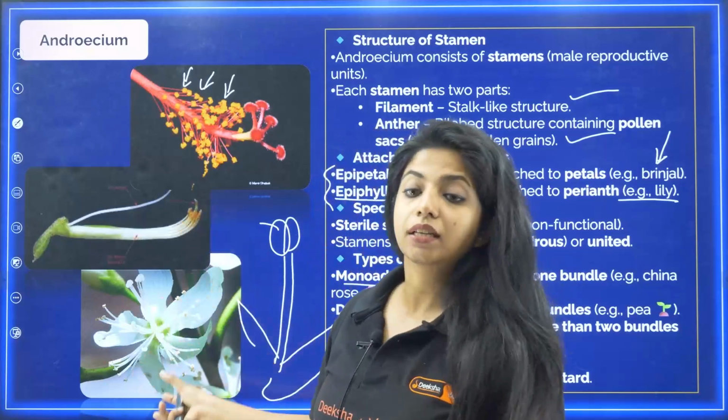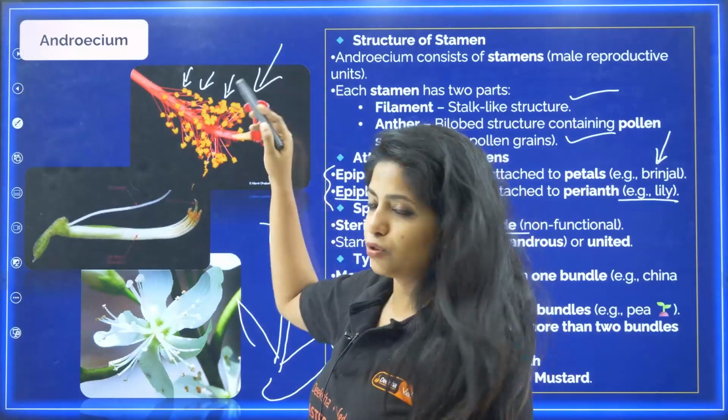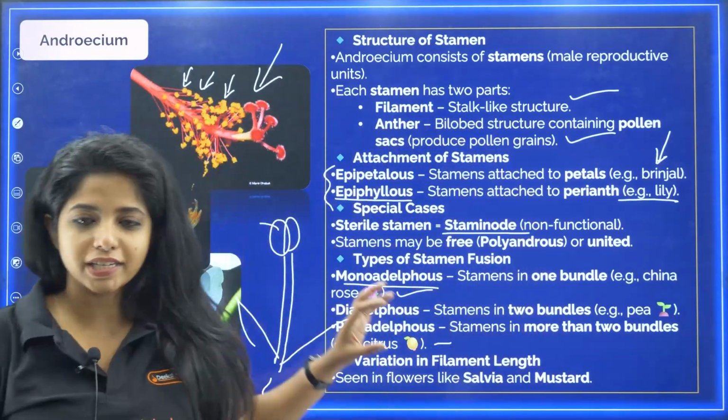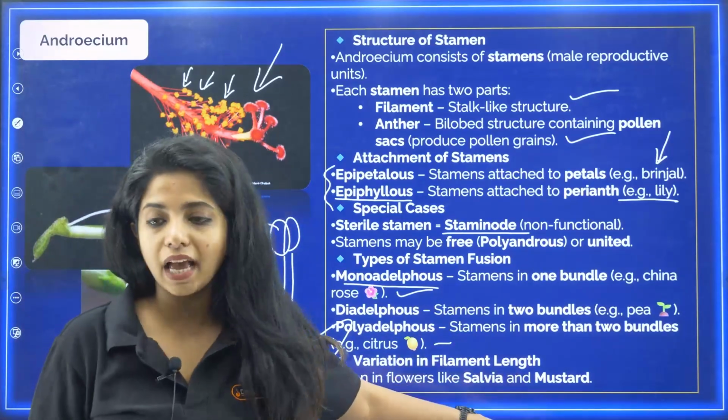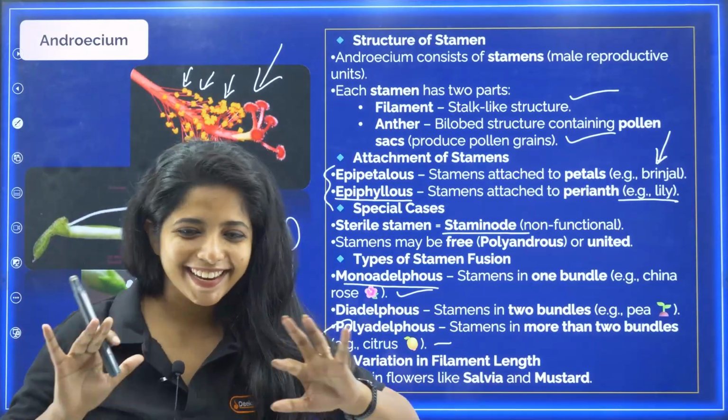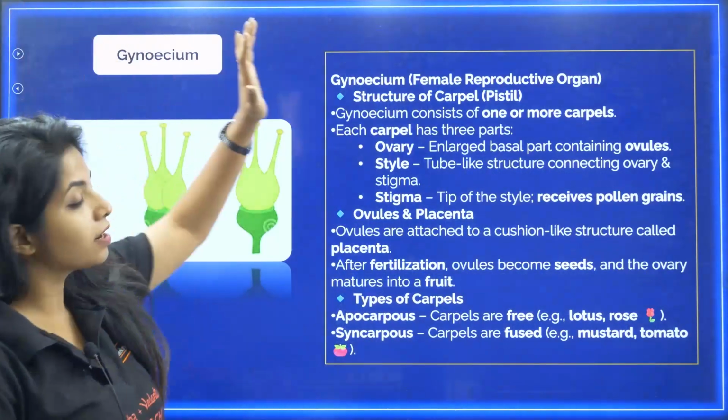I didn't get the exact flowers except the China rose, so for your understanding I have put the pictures over here. Variation in filament length is found in flowers like salvia and mustard as well. Got it? Now we are moving ahead to gynoecium.